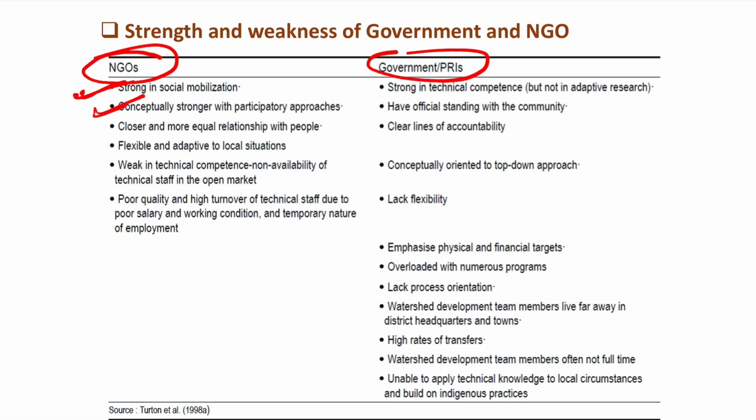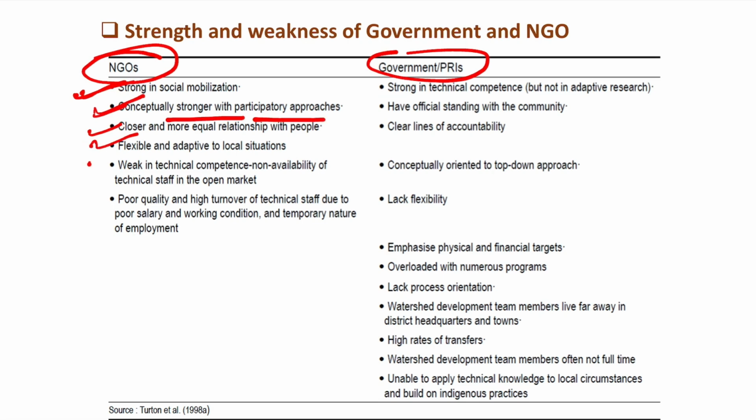NGOs are doing certain things like bottom up approach. They know what is the limitations in that area. They know what is the scope in that area. So they know it perfectly. So there is stronger with participatory approach by NGOs. Closer and more equal relationship with people, right? NGOs have more closer relationship than our government people. Flexible and adaptive to local situation. NGOs can be flexible to the situation, right?